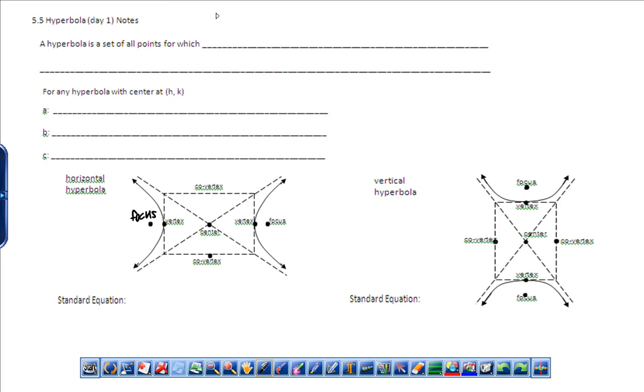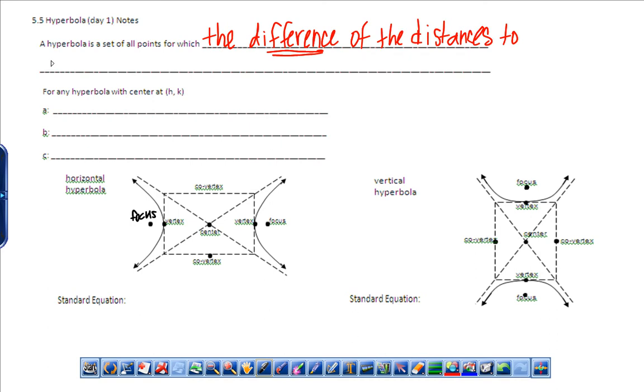Okay, this is hyperbola, day 1 notes. The definition of a hyperbola is the set of all points for which the difference of the distances to two fixed points is constant.